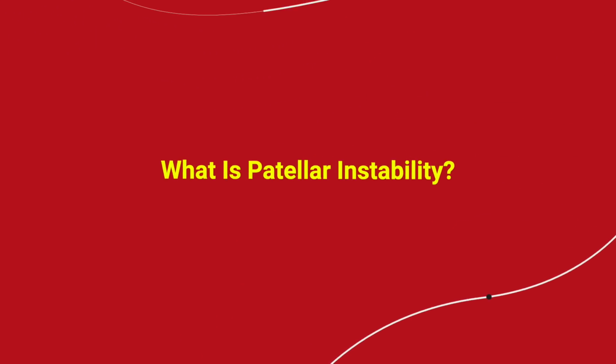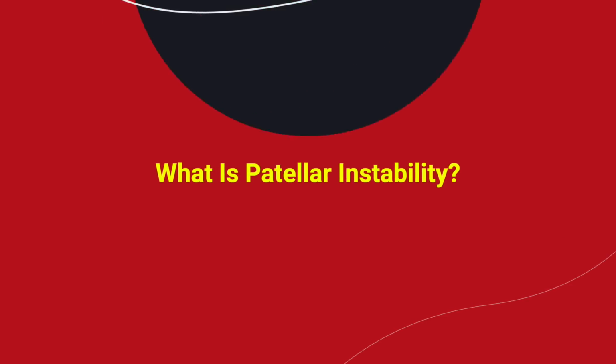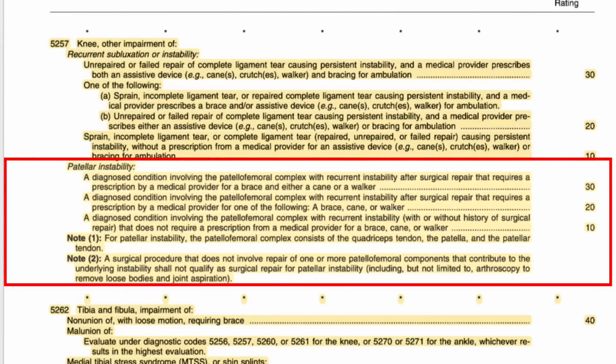patellar instability, I'm not going to discuss this too much because the regular instability of the main knee joint is pretty darn common. Patellar instability, not so much. So there's a 30, 20, and 10. It actually has to be diagnosed, which they don't make that distinction up here for the regular one.